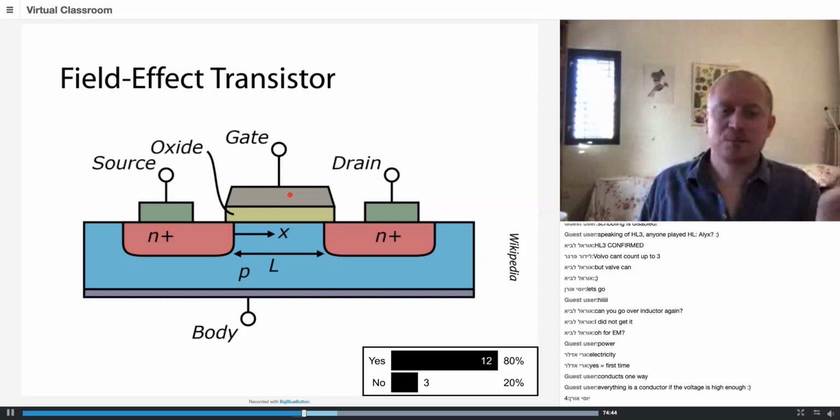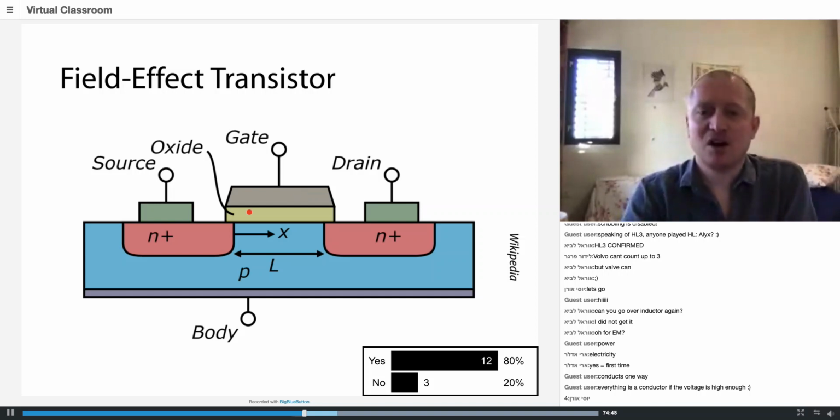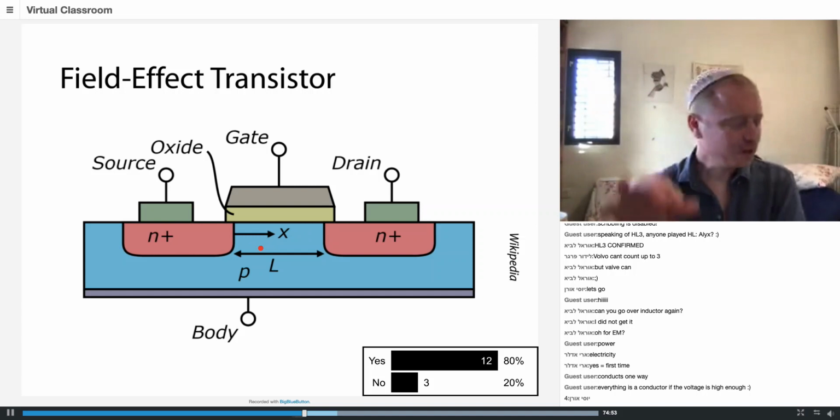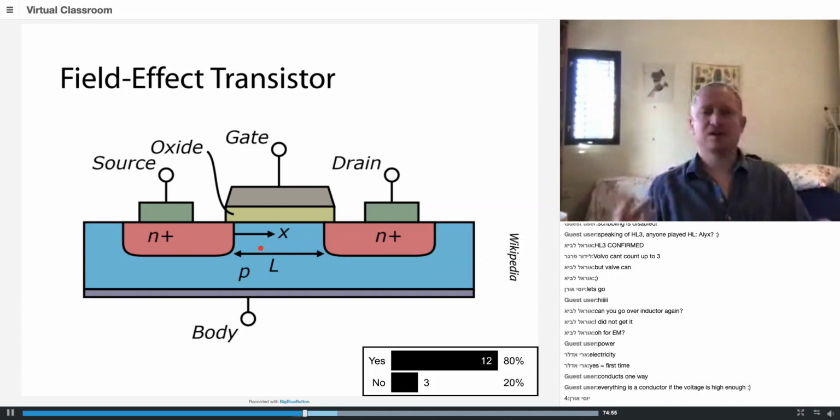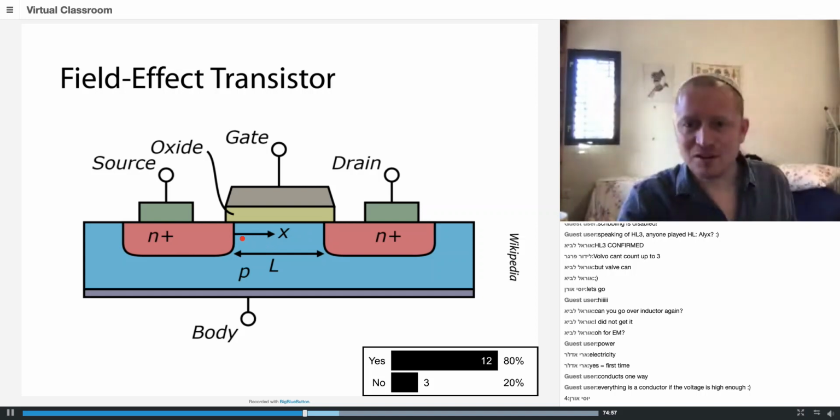Electrons hate other electrons. So the electrons here are going to push away the electrons which are stuck here. And I'm going to get what is called a channel. So in this channel, there are going to be holes once again between the source and the drain. And now current can travel from the source to the drain.